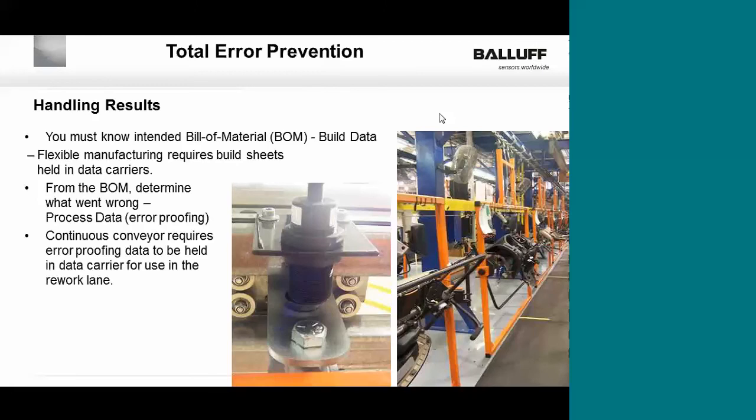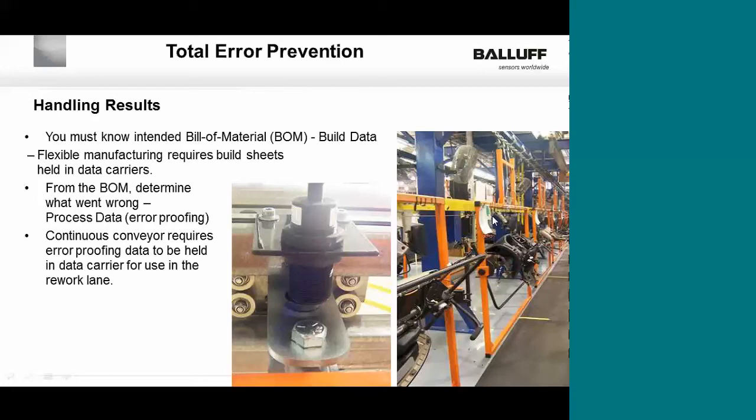So continuous conveyor requires error-proofing data to be held in the data carrier for use in rework lines. So if there are problems, if the product is flagged and goes back to rework, then the rework operator would pick up that sheet and identify what is missing or what is the problem and make the appropriate changes.